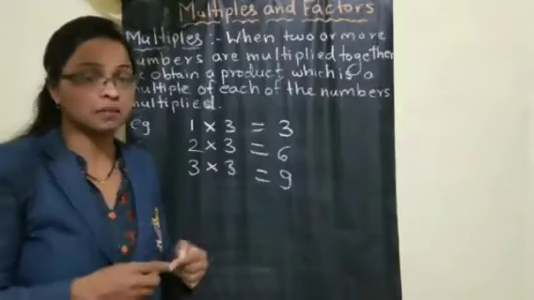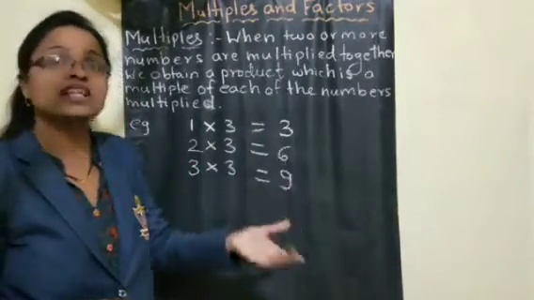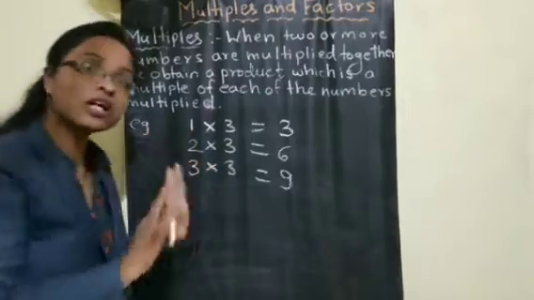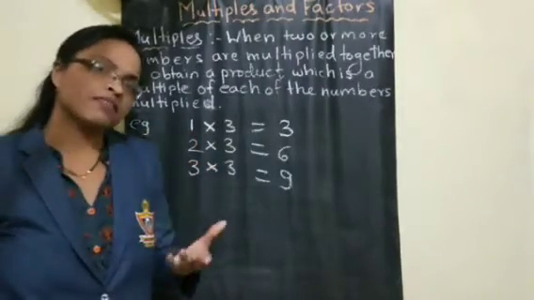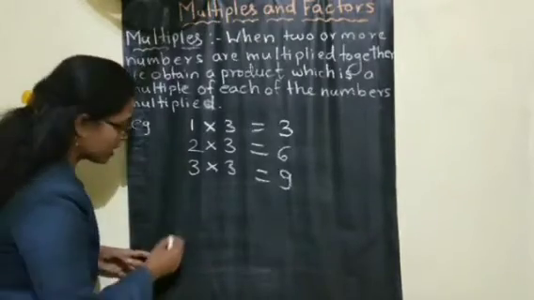It means after multiplication of a given number, whatever product we get, those are the multiples of that particular number. In a common way, you can say the multiplication of a number. Let us try one more example.